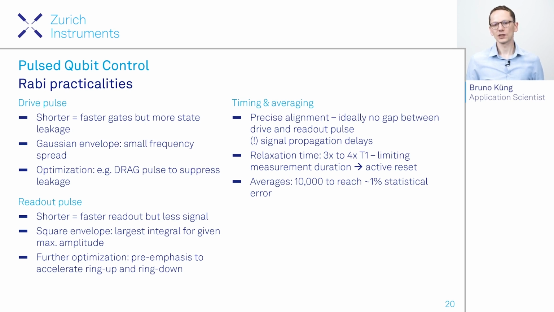You need to respect a certain relaxation time after each control readout pulse pair, and going for 3 to 4 times T1 would get you to the percentage level of residual excited state population. To speed that up further, you will need to implement active reset, which is actually rather straightforward with the SHF-QC. Then in terms of averaging, even if there's no technical noise, you still need to average over quantum statistics, and maybe 10,000 averages here will also get you to the percent level of residual errors.